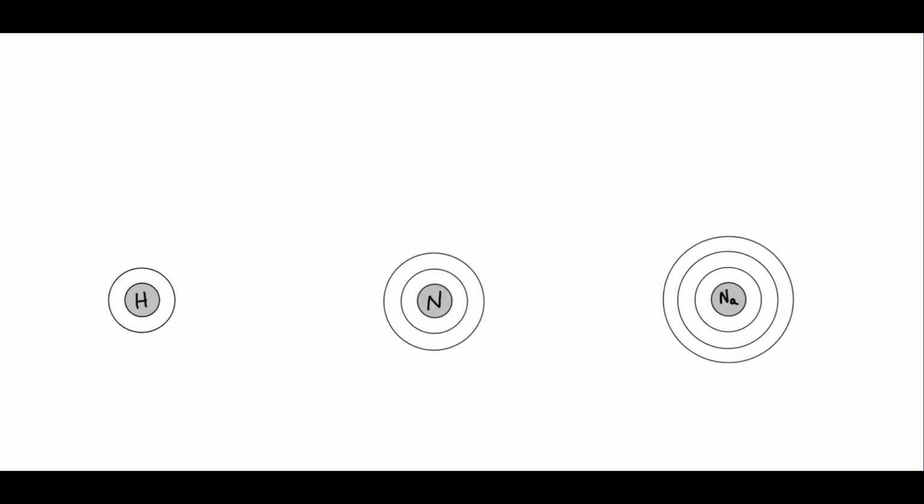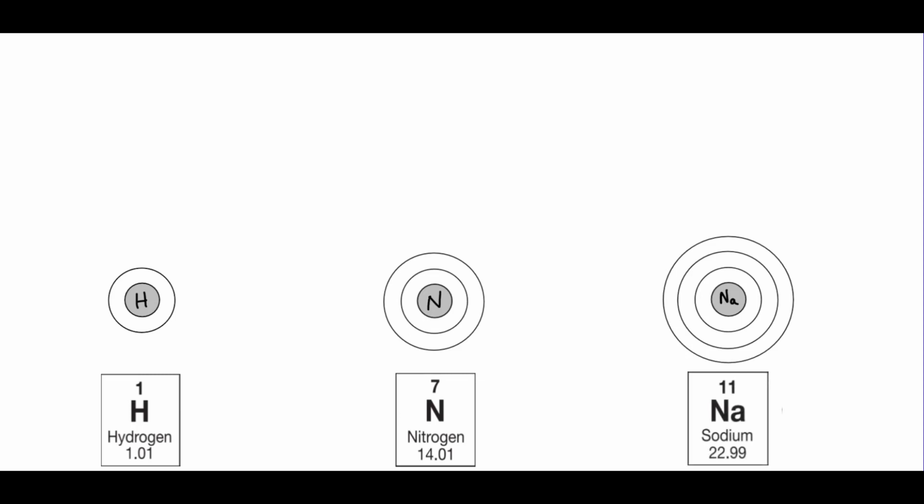Now let me bring in 3 atom diagrams. I'm going to say that this is hydrogen right here, this is nitrogen, and then sodium is going to be over here. Now looking at the periodic table, I've got hydrogen as atomic number 1, nitrogen as atomic number 7, and then sodium is atomic number 11.